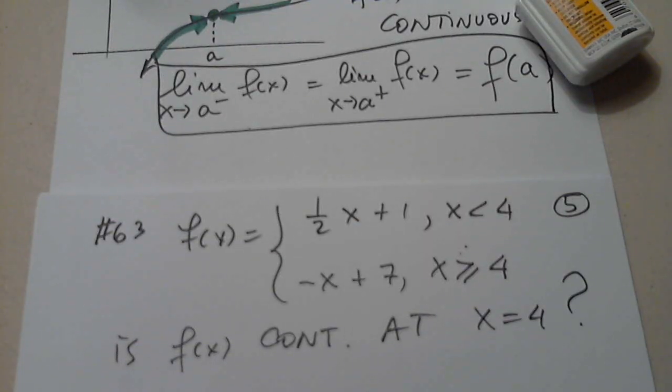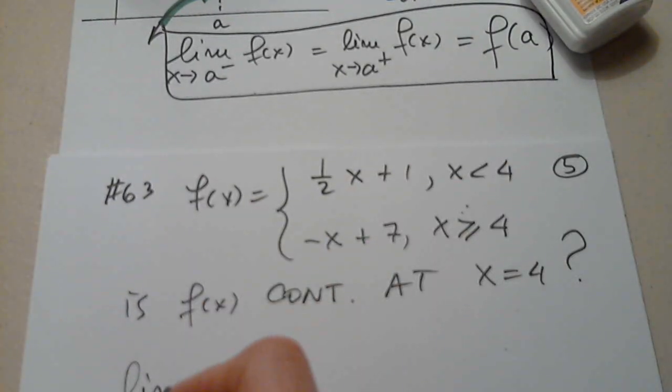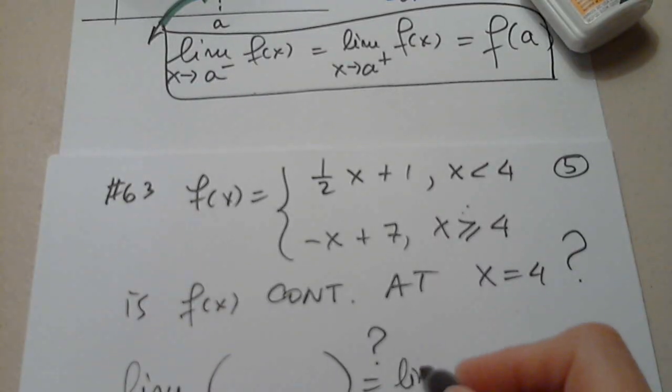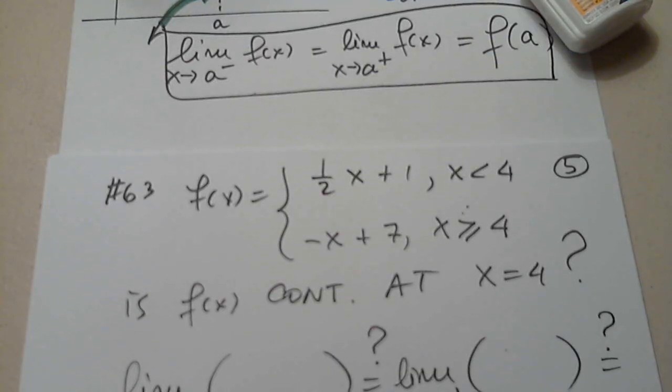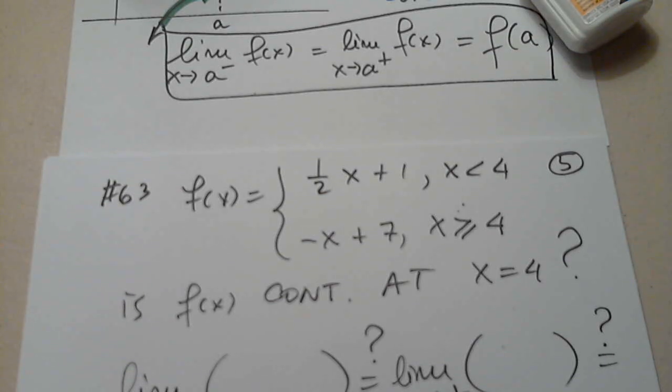I have no idea. What I am going to do, however, is write the definition. So the limit as x approaches 4 from the left, the limit as x approaches 4 from the right, does that equal f of 4? Will these three be the same? All have to exist and all have to be identical. If they all exist and they're identical, I will say yes. If something fails, then I will say no.